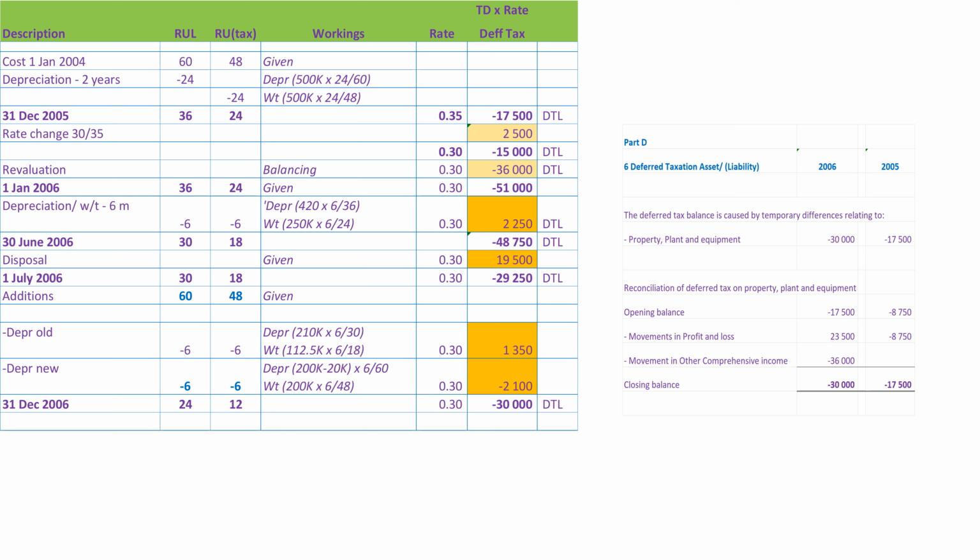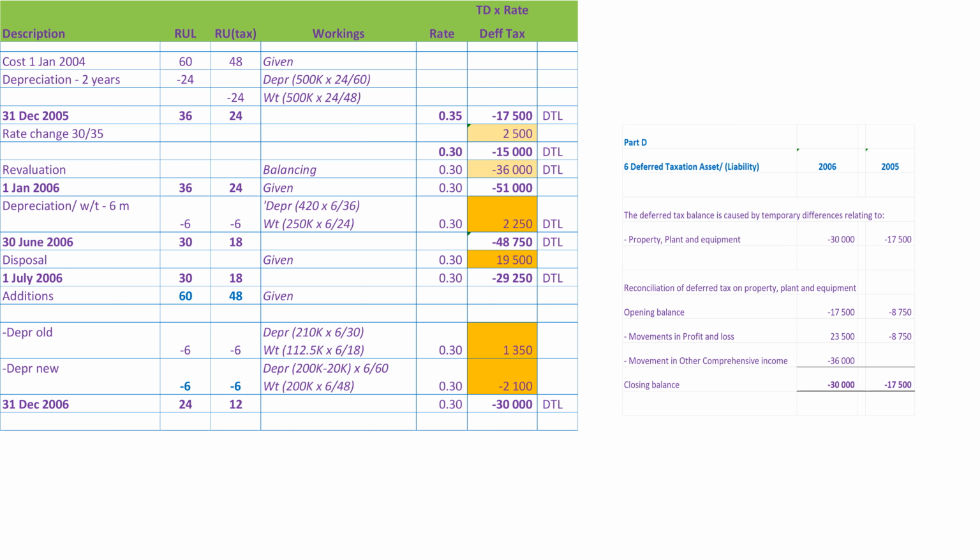And your last part is to disclose your movements in profit or loss. That will be a balancing figure of 23,500. We always account for the movement in profit or loss last, as generally 90% of all of the movement in temporary differences pertain to profit or loss, and it's a small portion that pertains to OCI. So profit and loss is generally always the balancing figure.